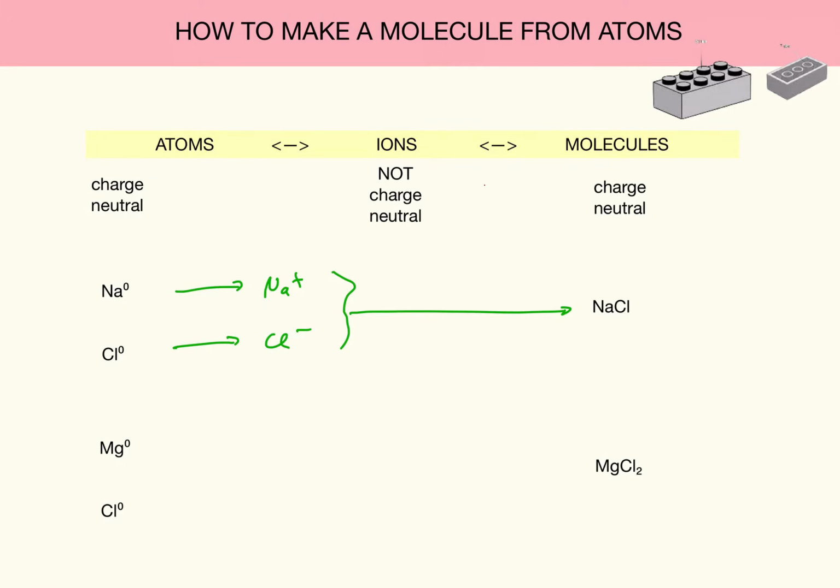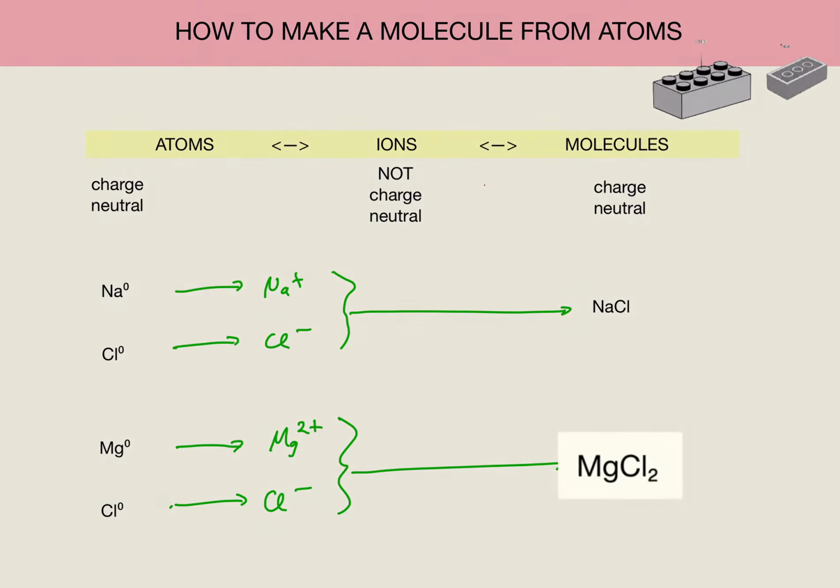But how about magnesium and chlorine? Well, it's a little different for that. Magnesium actually goes to a magnesium +2 ion. Chloride still goes to -1, and these are going to combine differently. As you can see here, they don't combine in a 1-to-1 fashion, as does sodium chloride. It combines in a 1-to-2 fashion.